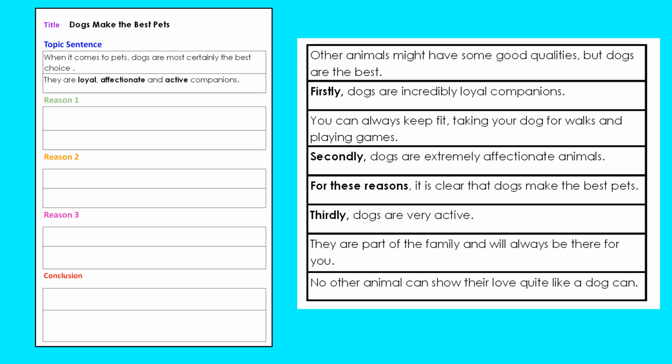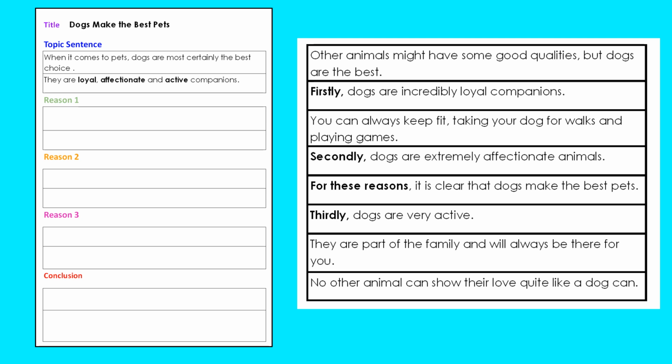So let's go to secondly. Secondly, dogs are extremely affectionate animals. Well, the word affectionate means love. So I need to find something that talks about love. Let's go down and have a look. I'll skim and scan. Look at the last one. No other animal can show their love quite like a dog can. So I know that's going to go with my second. My third one, dogs are active. Oh, I remember we've talked about keeping fit. That was up here. You can always keep fit, taking your dog for walks and playing games. Now that's all my reasons done.